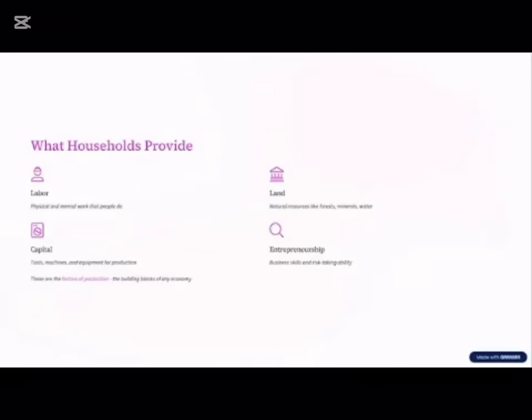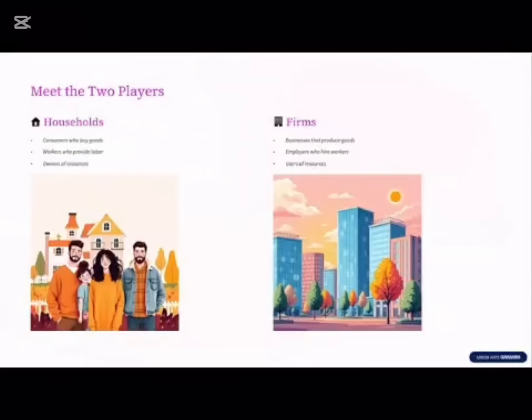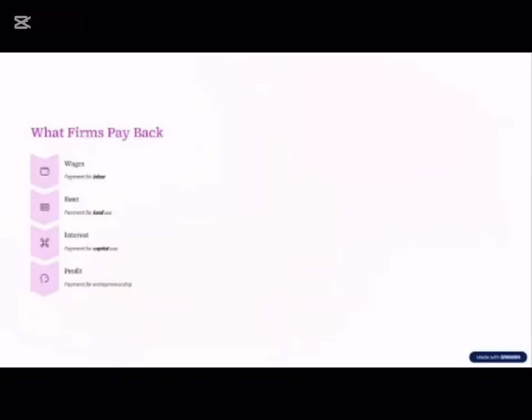Two, firms. These are businesses. They produce the goods and services we consume. Anything from bread baked in a bakery to cars assembled in a factory. Now, how do these two groups interact? Through the two main flows.